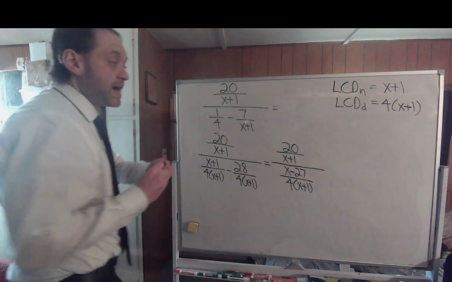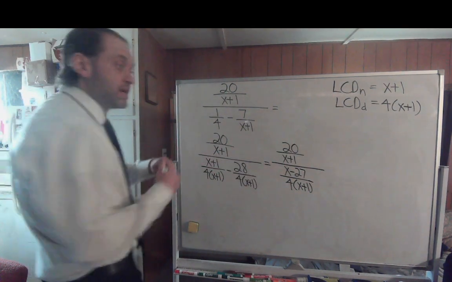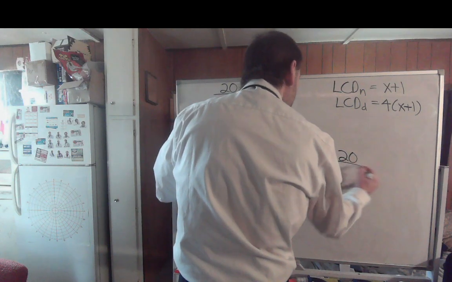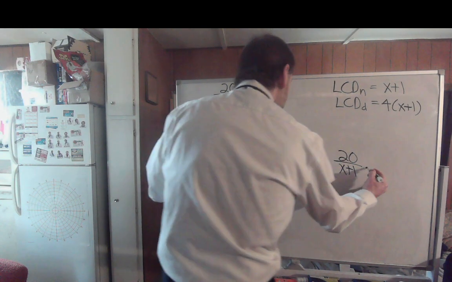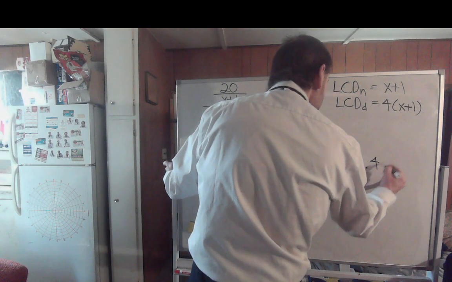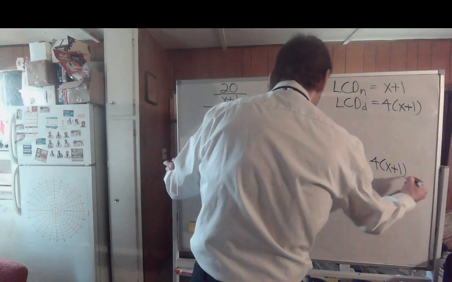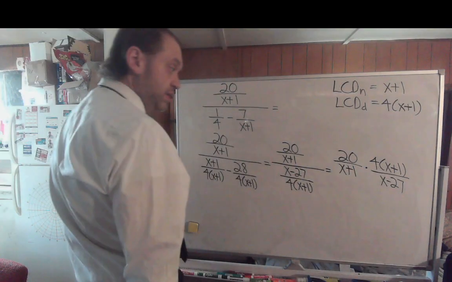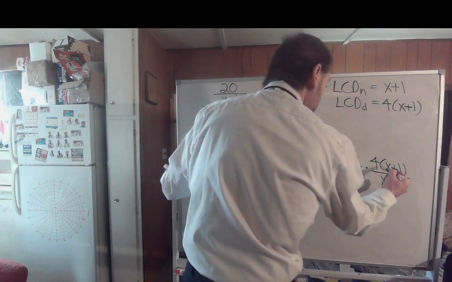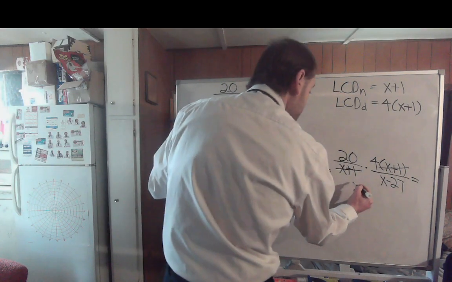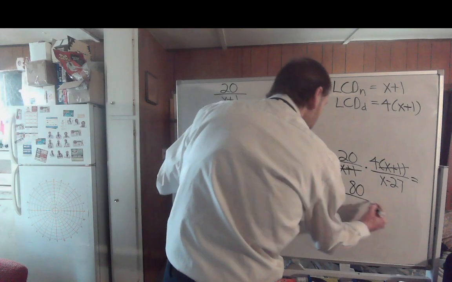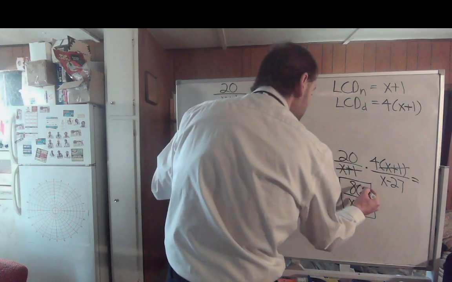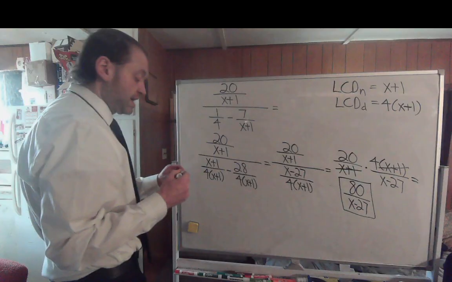Now you just have a fraction divided by a fraction, which means you're going to invert and multiply. So this will turn into 20 over x plus 1 times 4 times x plus 1 over x minus 27. Now notice the x plus 1's will cancel out between numerator and denominator. This would simplify down into 80 over x minus 27. So it did simplify some, and that's the most you could do. You would get 80 over x minus 27.